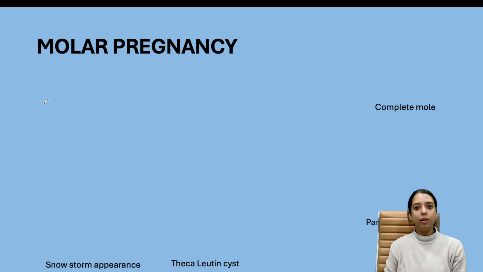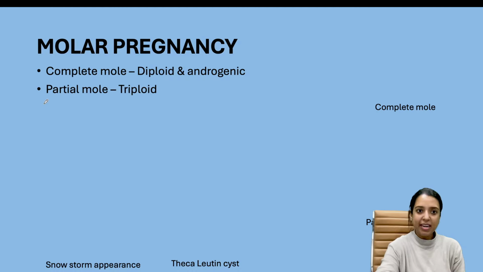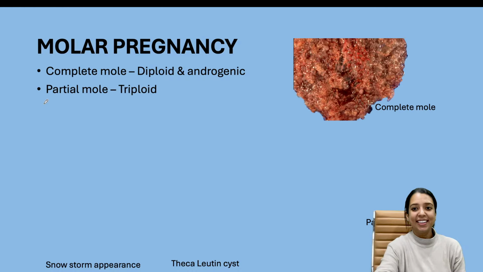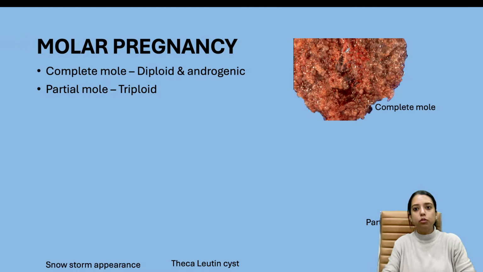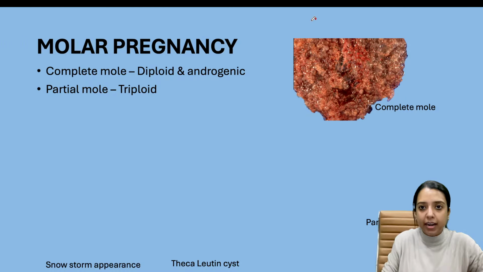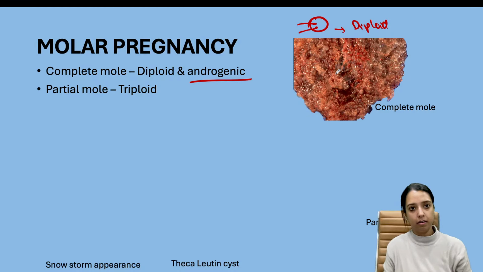Abnormal trophoblastic proliferation. Okay, mole can be of two types, complete and partial. Okay? This is the complete mole, when there is no fetus, absolutely no fetus. It happens when an empty ovum is fertilized by 2 sperms. So it is diploid, but it is completely androgenic. All the chromosomes are paternal.